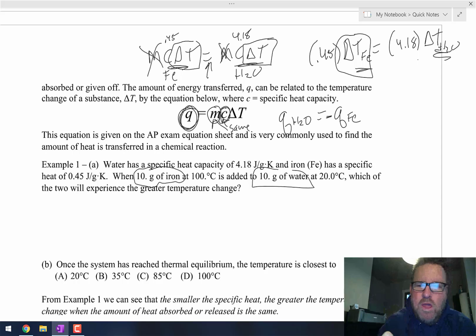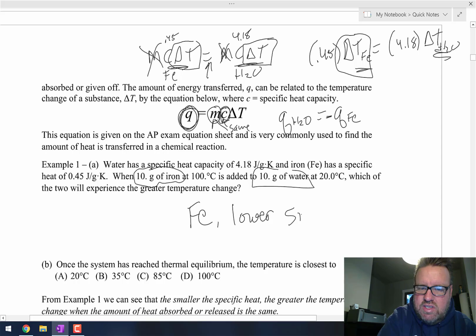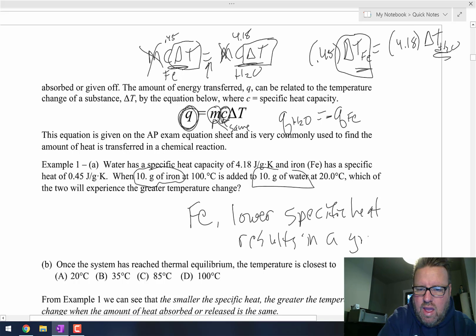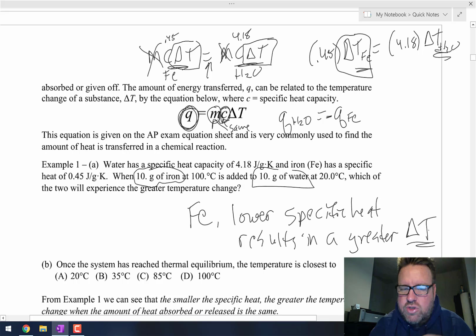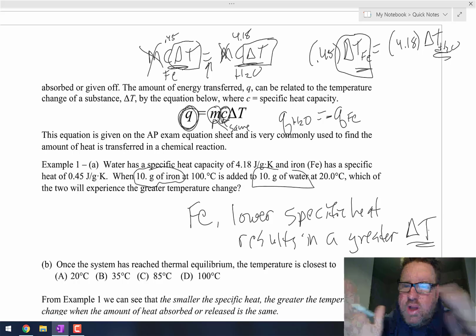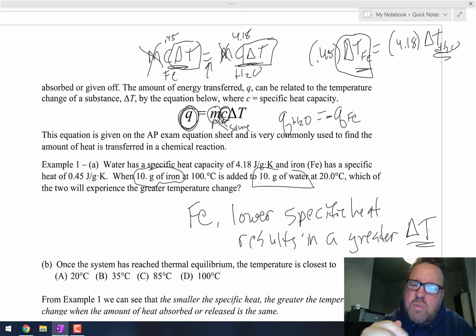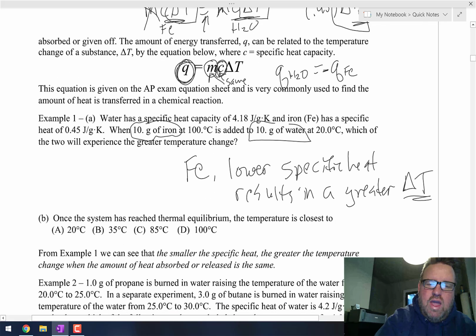So when you put them together, which of the two will experience the greater temperature change? Absolutely the iron, and the reason is because it has a lower specific heat, which results in a greater delta T, change in the temperature. So the iron's going to change more. How much more? Well, without doing some math, we don't know. So we would have to do some math. But again, we can approximate with the numbers that they give us here.